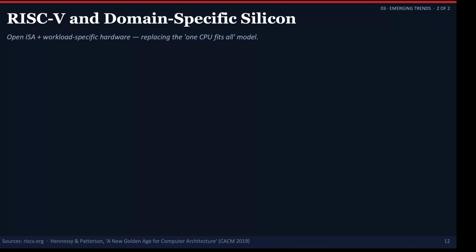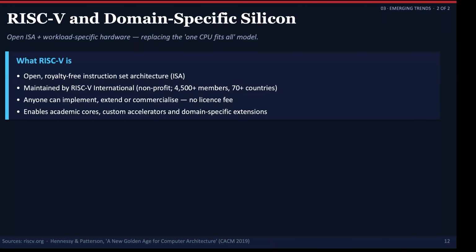One trend before we wrap up is the combination of open instruction sets and domain-specific silicon. RISC-V is an open, royalty-free instruction set architecture maintained by RISC-V International. And unlike a proprietary ISA, anyone can implement, extend, or commercialize a RISC-V core without paying a licensing fee. So that opens a path to academics and also to products like custom accelerators and domain-specific extensions.